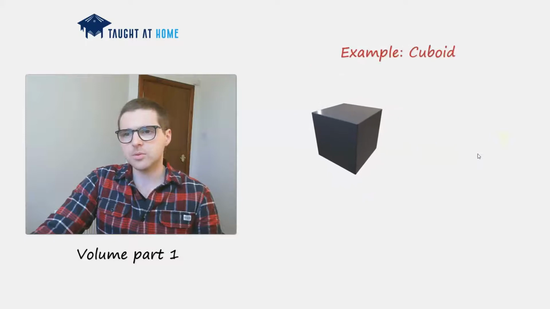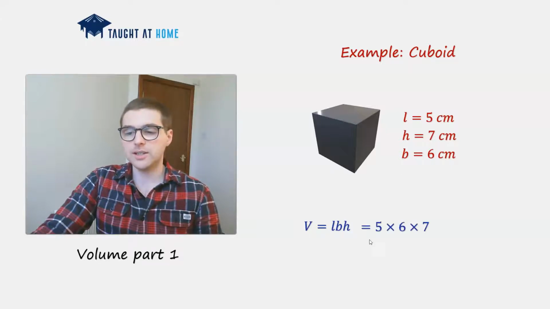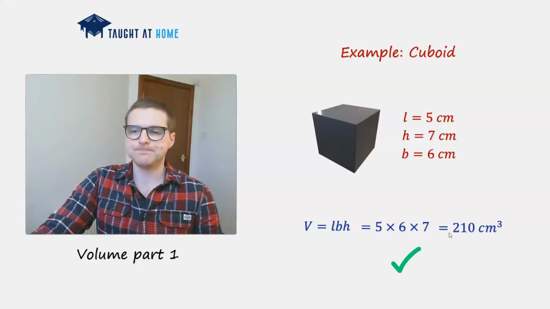So let's take an example of a cuboid. We're given a cuboid, length of 5 centimeters, height of 7 centimeters, breadth of 6 centimeters. What is its volume? Volume is these three dimensions multiplied, which is 210 centimeters cubed. The units are cubic. So in this case we're given dimensions in centimeters, so the volume would be centimeters to the power of 3.